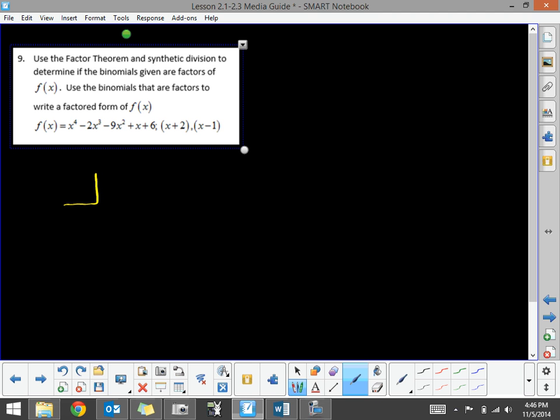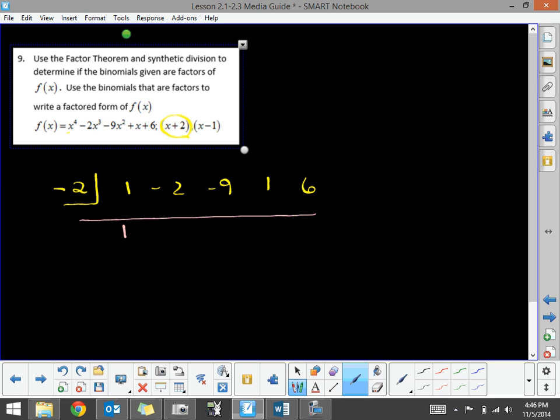So for synthetic division, I want to make sure I divide by the zero, and I want to make sure I get the coefficients of my polynomial. So 1, -2, -9, 1, 6. I want to test and see if x plus 2 is a factor. If it's a factor, then its zero is -2. So I'm going to divide by -2, or use synthetic division with -2.